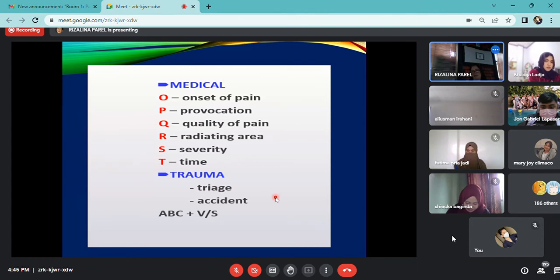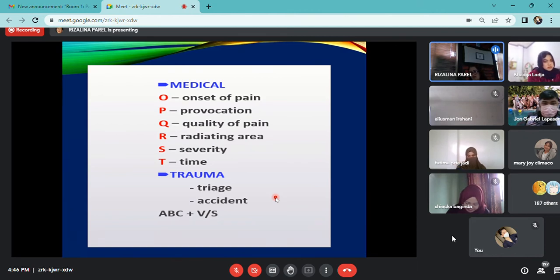the quality of pain. For the quality of pain, pwede nating i-rate nga 1 to 10. And for radiation, kung nagre-radiate ba posteriorly, okay, nagre-radiate ba inferiorly, nagre-radiate ba doon sa left arm or sa right arm. And then, for the severity of the sakit niya.